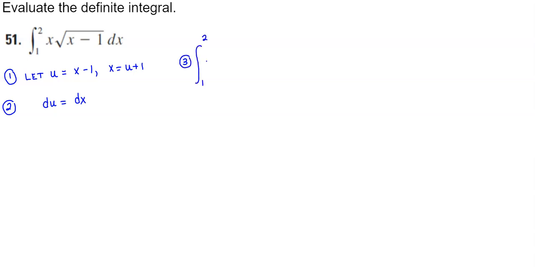So now let's go ahead and rewrite our original problem with a lower bound of 1, upper bound of 2. We have the square root of x minus 1 times x times dx. And what we're doing now is substituting each item. We know that x minus 1 is u, so we have the square root of u. And then we know that x is equal to u plus 1, so we're going to multiply that by u plus 1. And then we know that dx is equal to du.